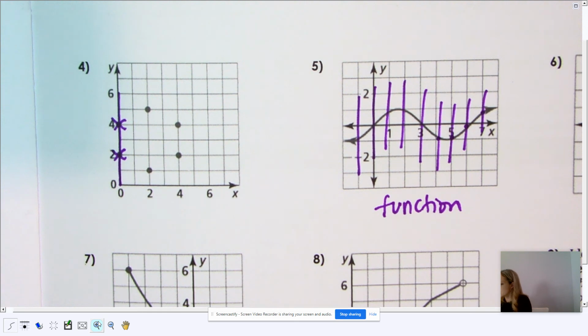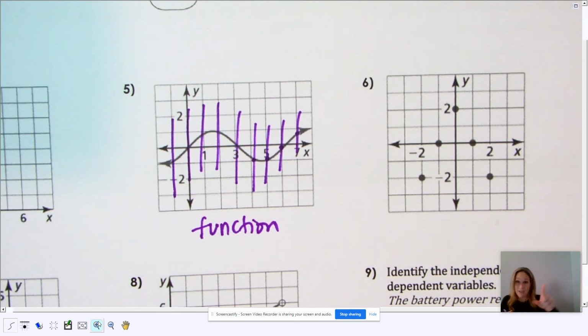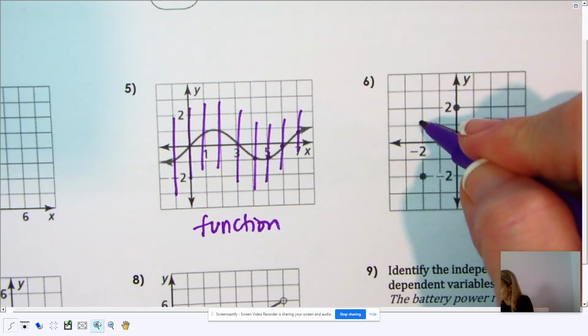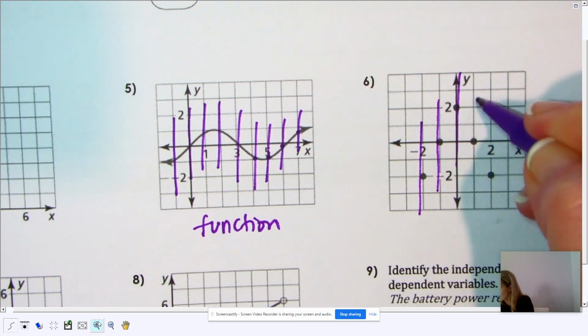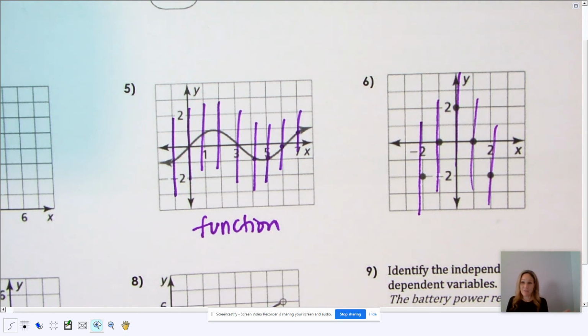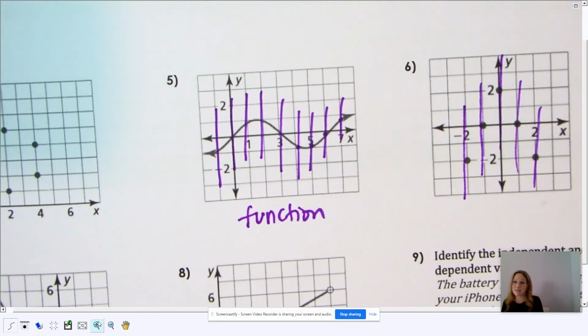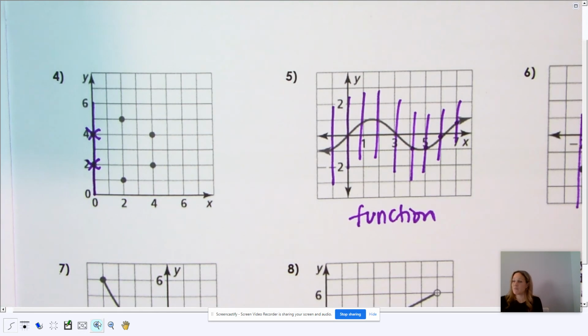Okay, question number 6. We're going to skip that, but remember, you're going to do the problem. I'm not giving away the answer. You guys try the problem and see, will the vertical lines only pass through 1 point? If so, yes, it's a function. If any vertical line passes through 2 points, no, it's not a function.